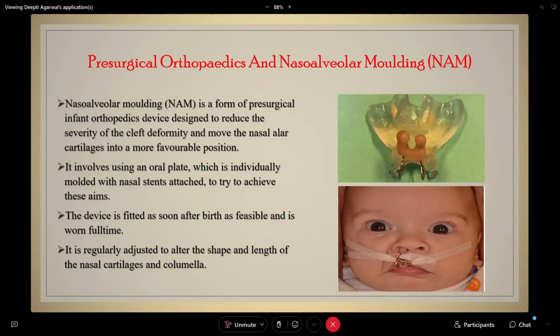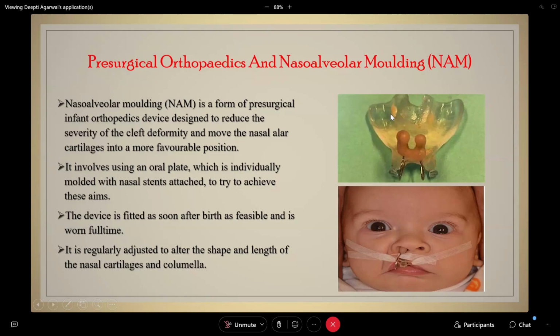Before surgery, nasoalveolar molding devices have been used recently. It was designed firstly by Grayson et al. in 1999, and since then it has been used. It is an infant orthopedic device which reduces the severity of cleft deformity and moves the nasal alar base into a more favorable position. As you see, this is an example of this device.